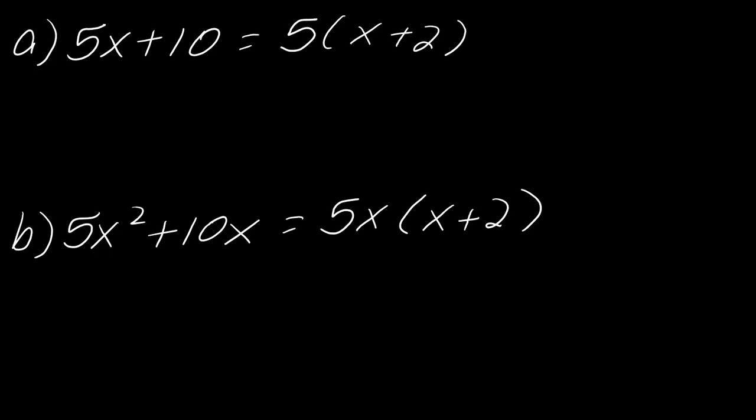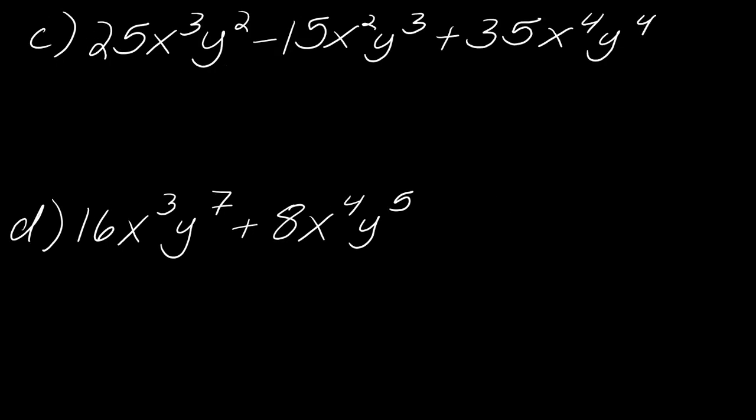So to help illustrate this maybe just a little bit better, I have these next two examples here. Okay, so I've got 25x cubed y squared minus 15x squared y cubed, and then 35x to the fourth y to the fourth. So in a problem like this, first of all, I notice that all three terms have an x and a y. Okay, so x and y is going to be part of the GCF. And then the other thing I have to think about is, I've got 25, negative 15, and 35. So what is the number part of the GCF? The number part of the GCF will be a 5. That 5 goes into all those parts.